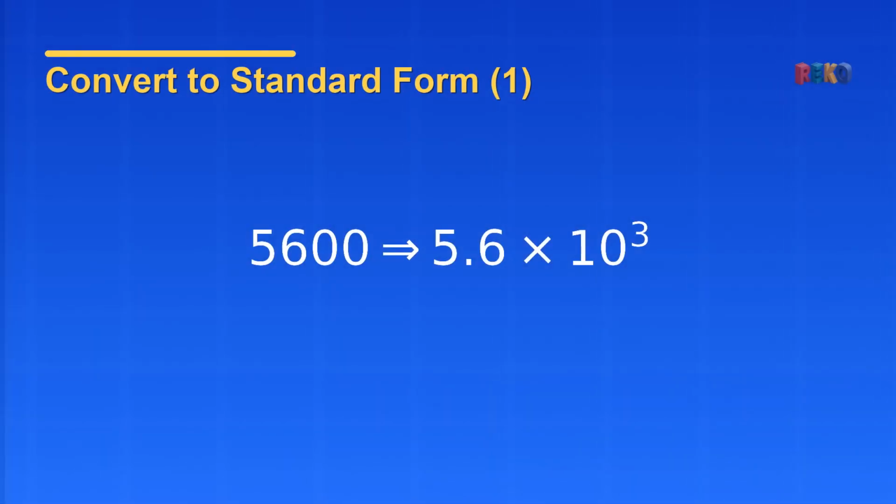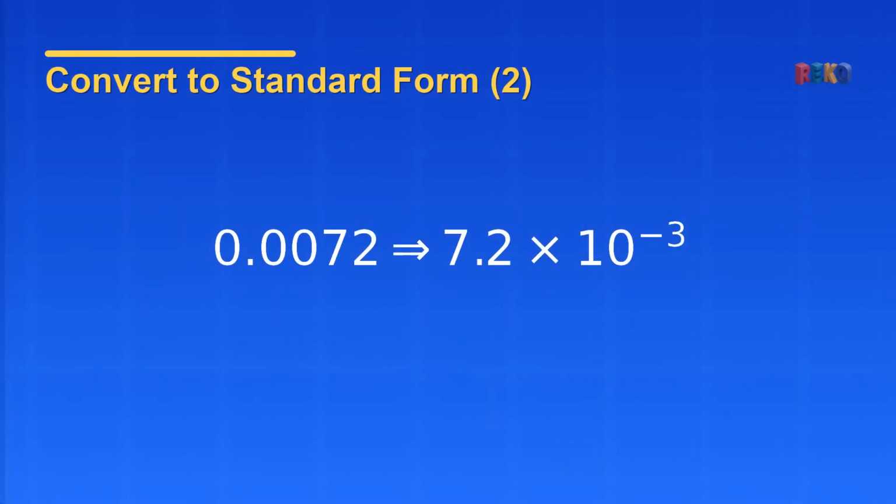5,600 can be written as 5.6 times 10 to the power of 3. We move the decimal point 3 places to the left so that only one non-zero digit remains before it. Each shift represents dividing by 10 once, so after 3 shifts, the power becomes positive 3.